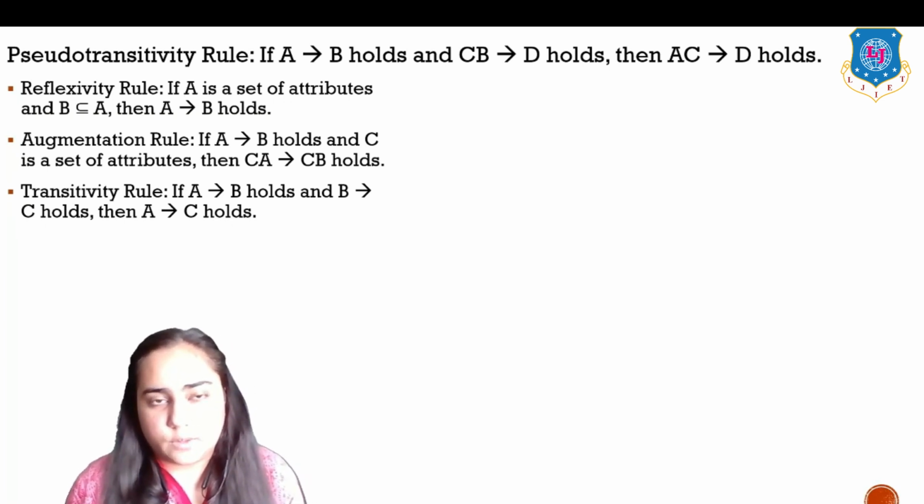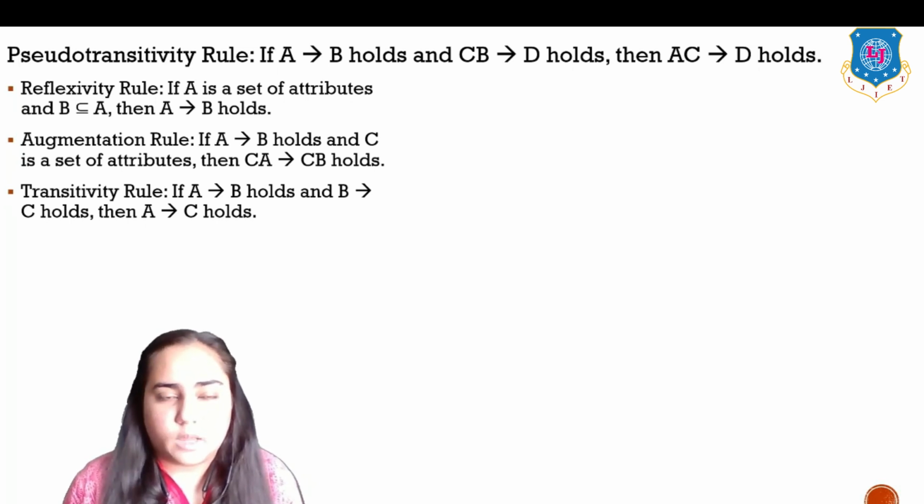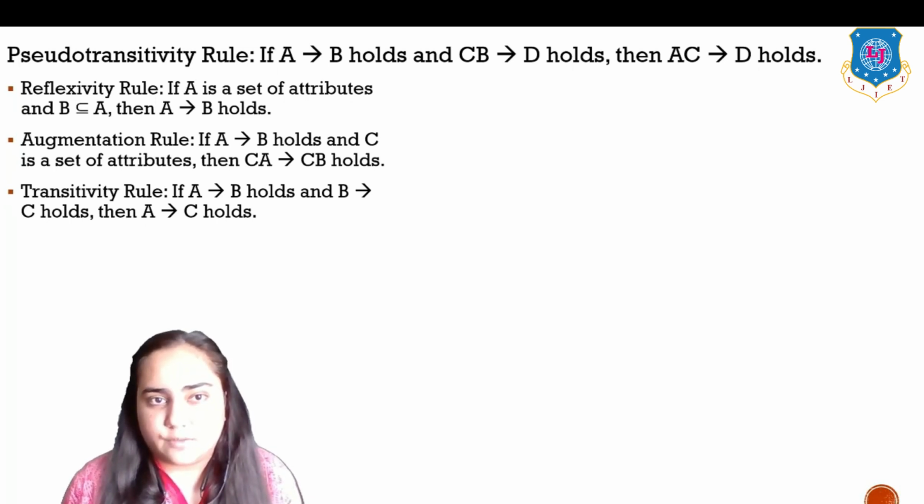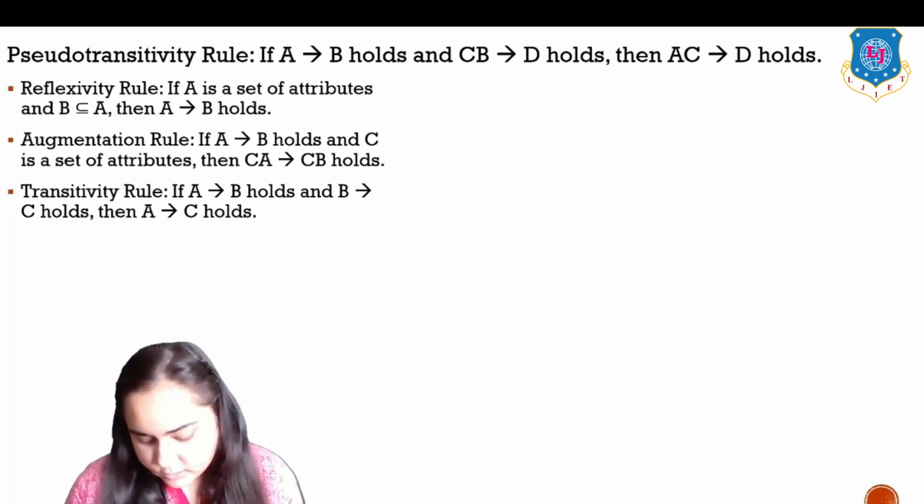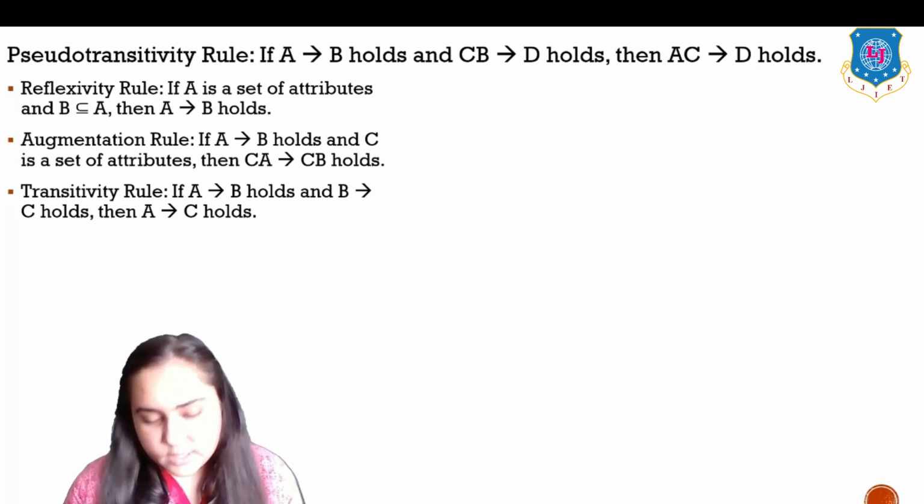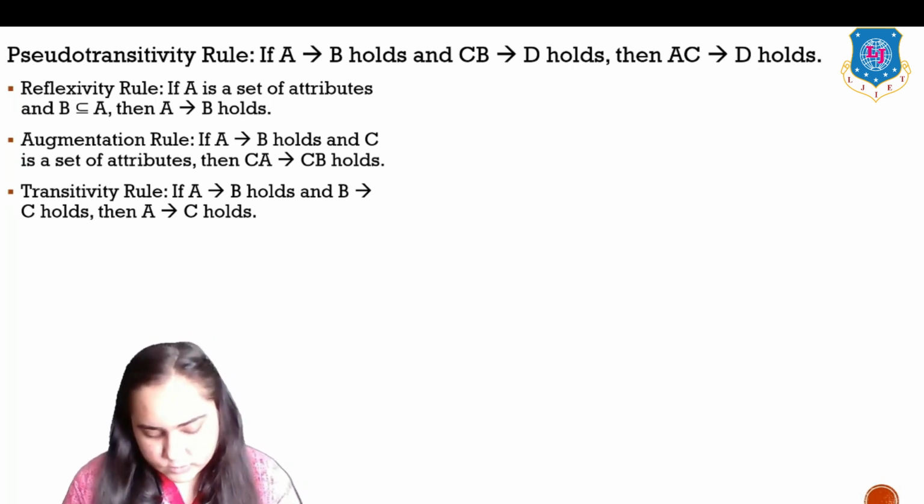This video is in continuation of the previous video where I talked about Armstrong's axioms and proved the union and decomposition rules. In this video, I'm going to prove the pseudo-transitivity rule, and then we'll go ahead and talk about canonical covers and how to calculate them. So let's first begin with the pseudo-transitivity rule.